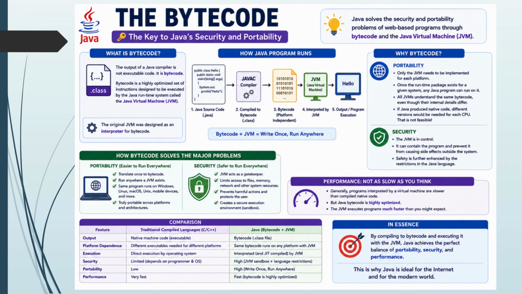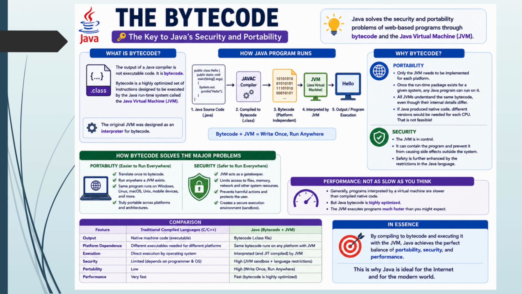How a Java program runs. 1. Java source code, .java. 2. Javac compiler. 3. Bytecode, .class, platform independent. 4. JVM, Java Virtual Machine. 5. Output, program execution. Bytecode plus JVM equals write once, run anywhere.